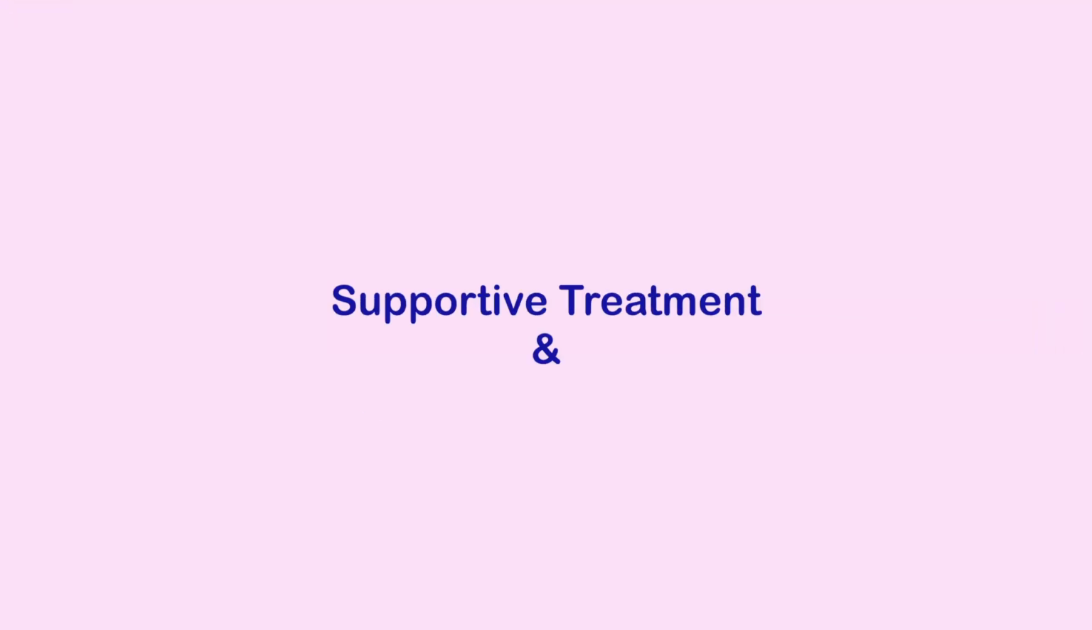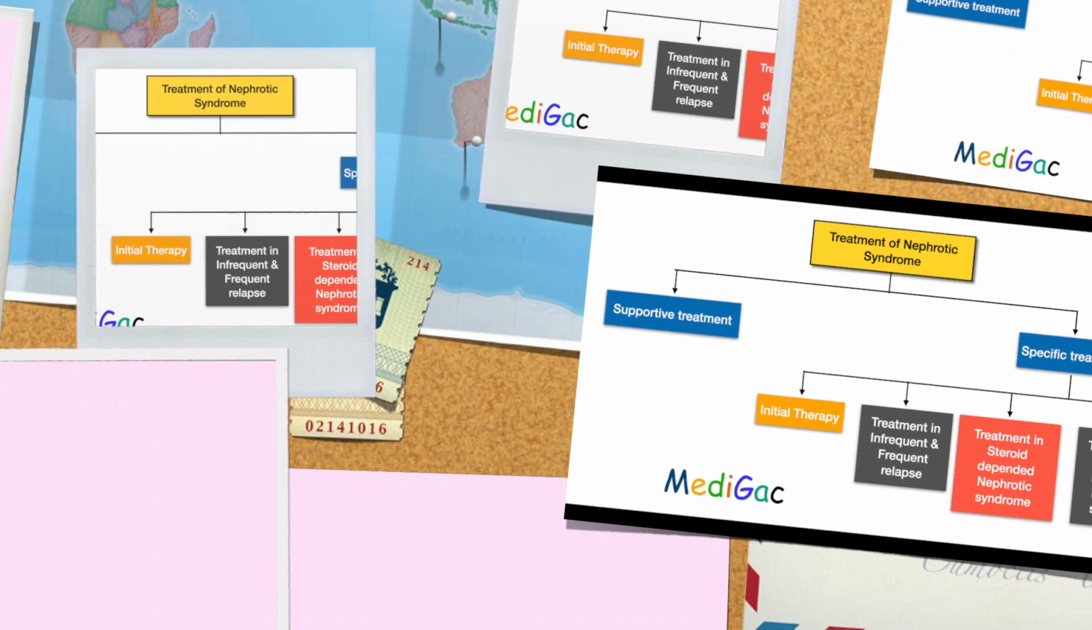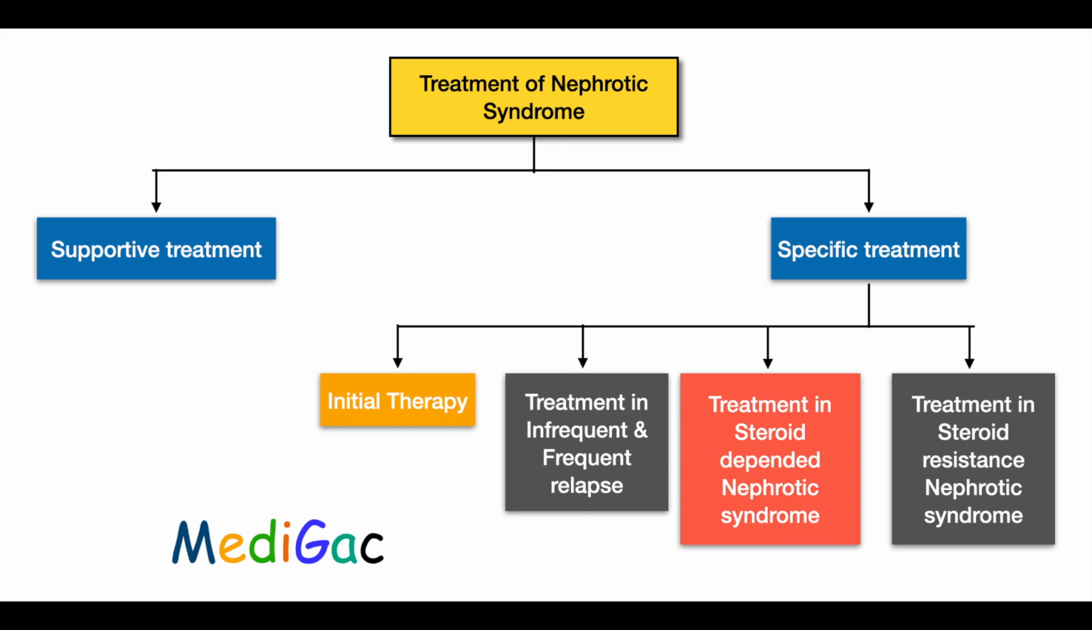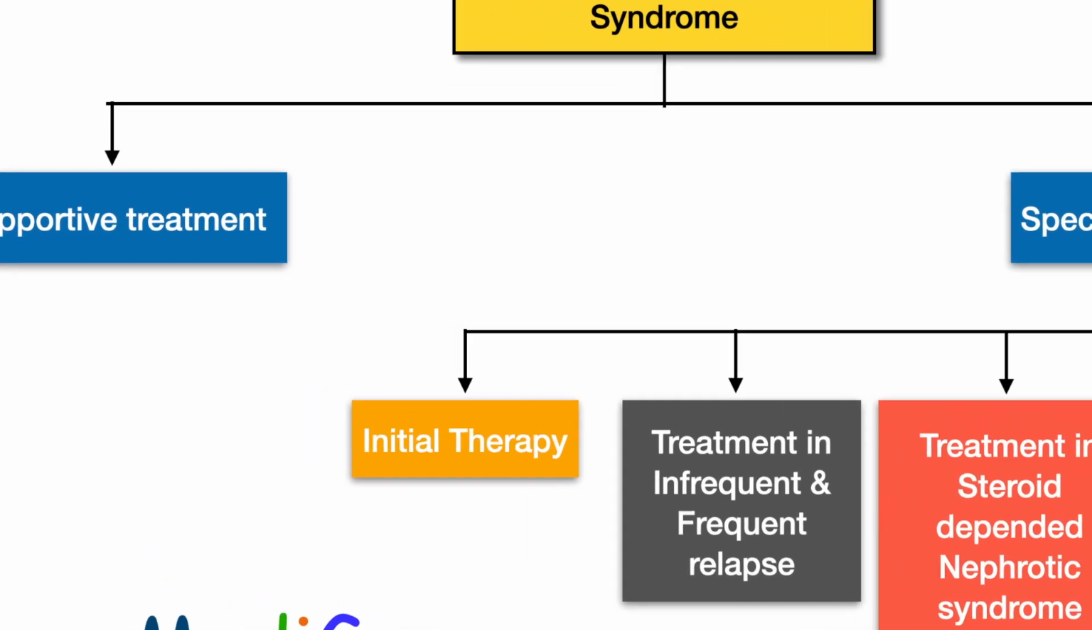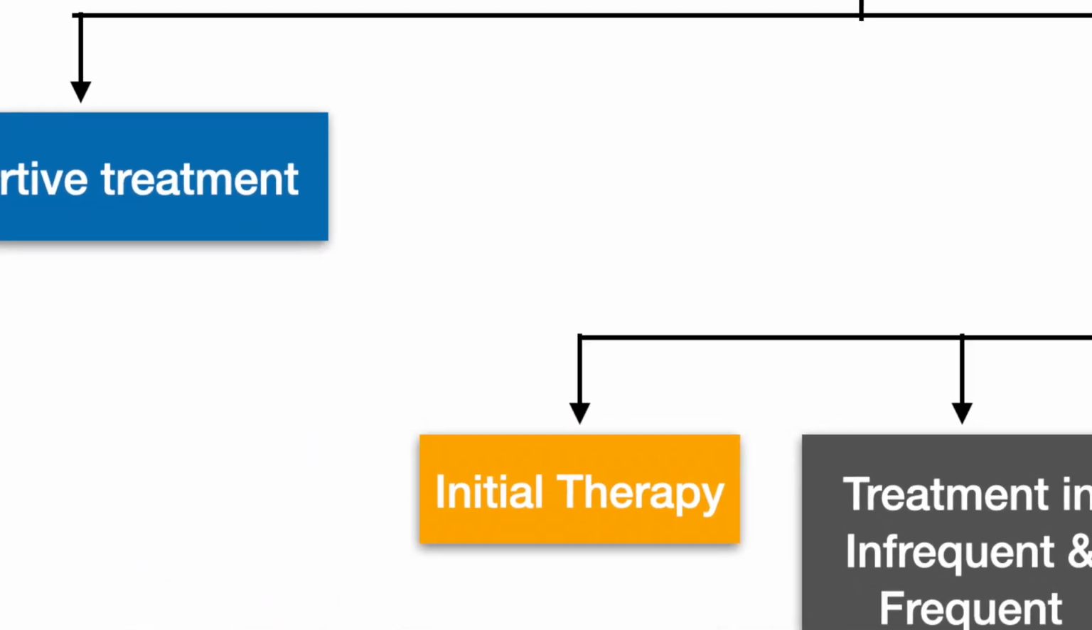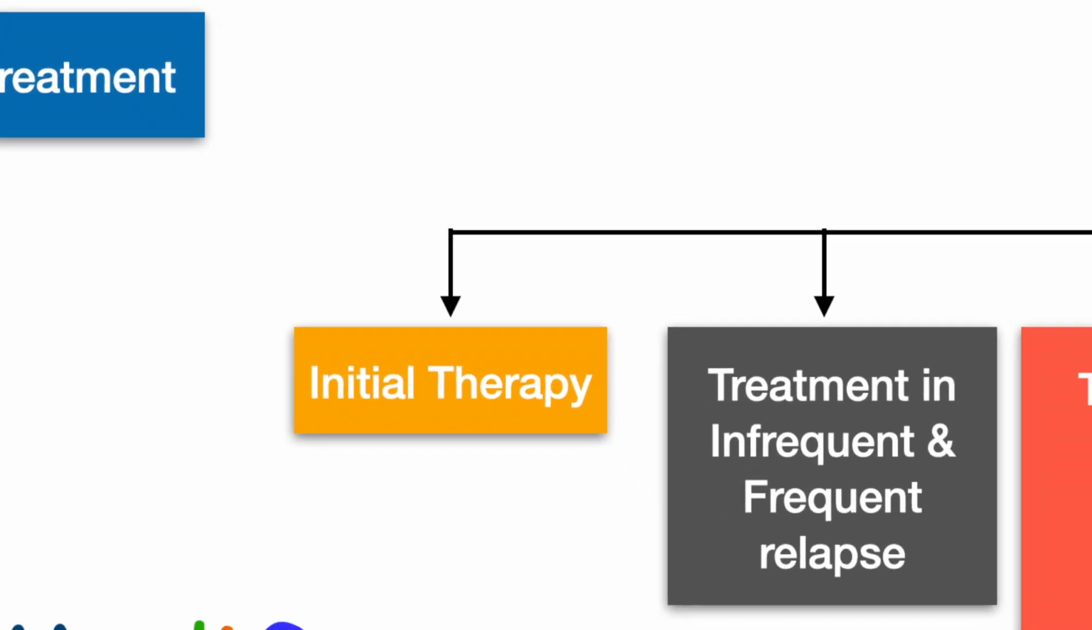Okay, now let's start the treatment part. There are mainly 2 types of treatment done in nephrotic syndrome. One is supportive treatment and another one is specific treatment. Specific treatment is done by 1. At first, initial therapy. 2. Treatment in case of frequent and infrequent relapse.